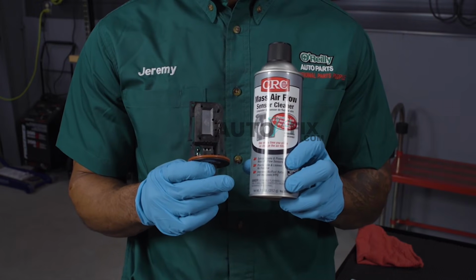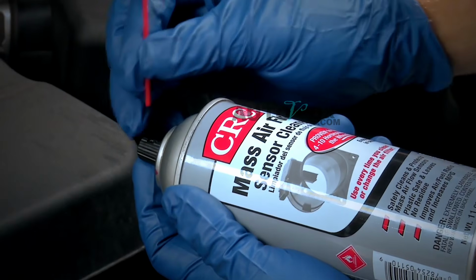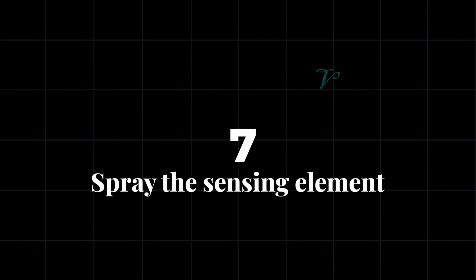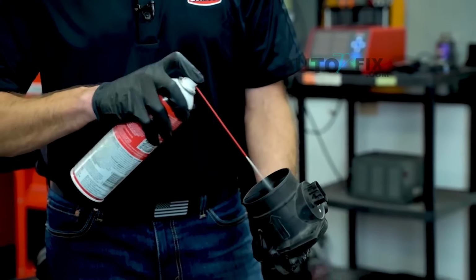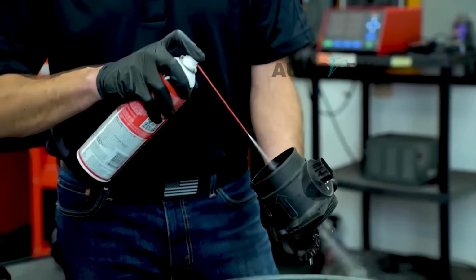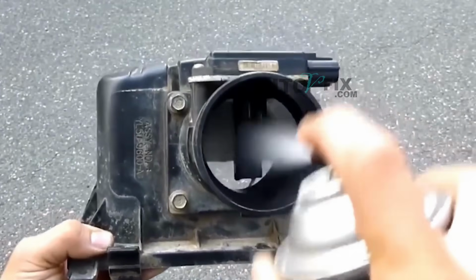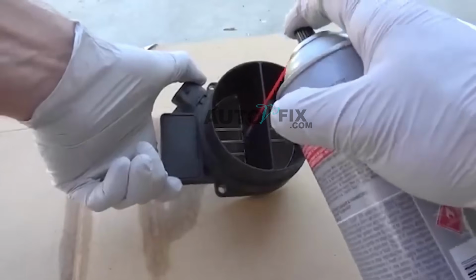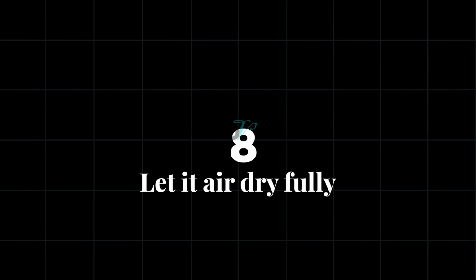Not brake cleaner, not carb cleaner, not compressed air, and not a rag on the sensing element. The sensing wire or film is delicate, and the wrong cleaner can ruin it. Seventh, spray the sensing element and any exposed air passage gently with the MAF cleaner. I do not touch the wire or film with my fingers, brush, or cloth. I just spray it thoroughly and let the cleaner do the work.